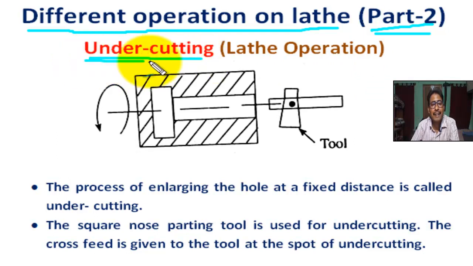First we learn undercutting lathe operation. This is the job. This is the square nose parting tool. The job is rotated. Undercutting is similar to grooving operation when performed inside a hole. This is a hole, and this is the end portion, there is a big side of the hole.